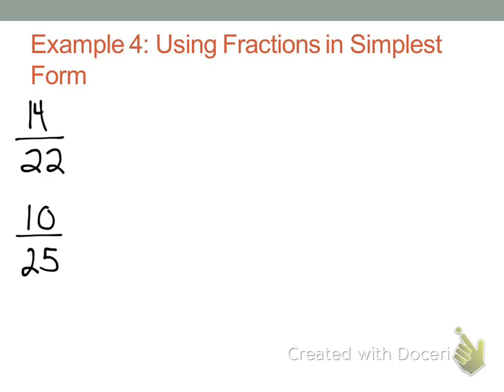Now it says write the number of free throws made by each team as a fraction, and are they equivalent? Well, can I just compare them as is and say this one's bigger because 14's on top? No. What do I need to do? You have to simplify them. So, 14 over 22, I divide by 2. 14 over 22 equals 7 over 11. And then 10 over 25 is going to be 2/5.